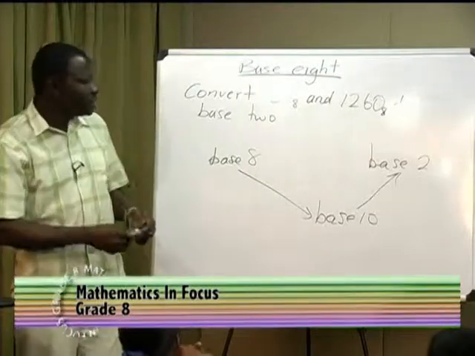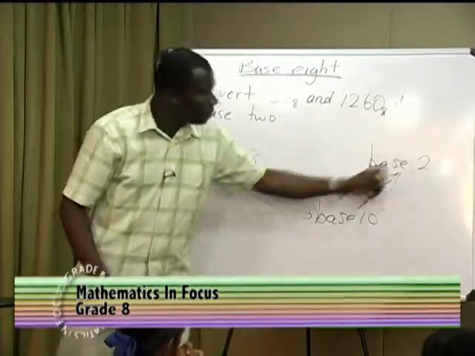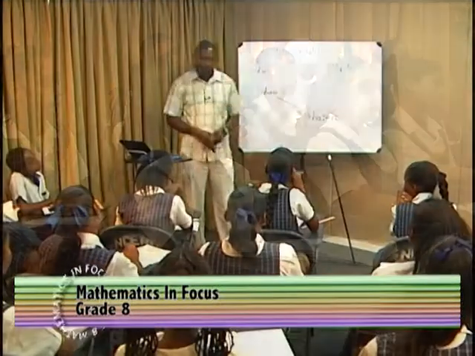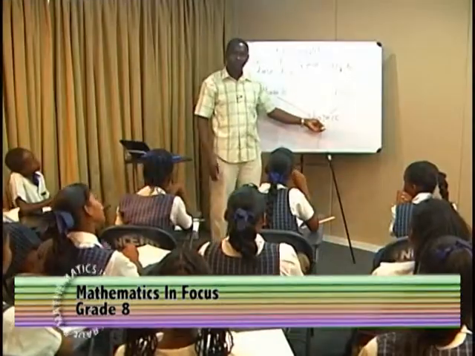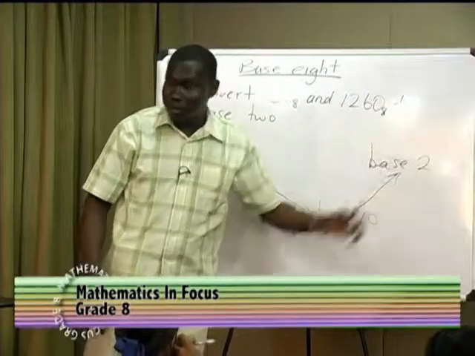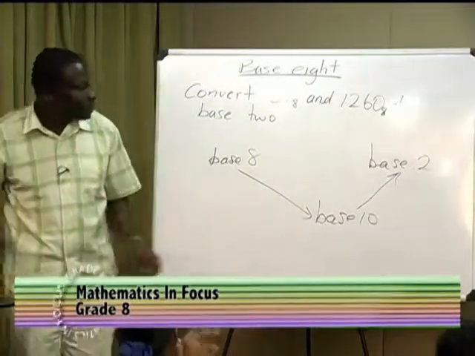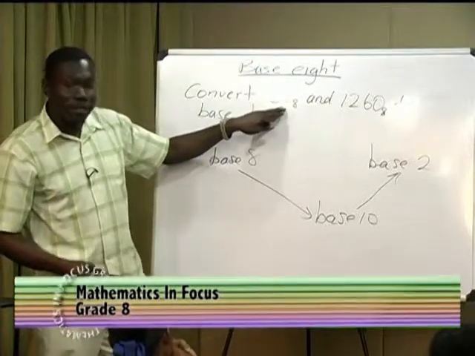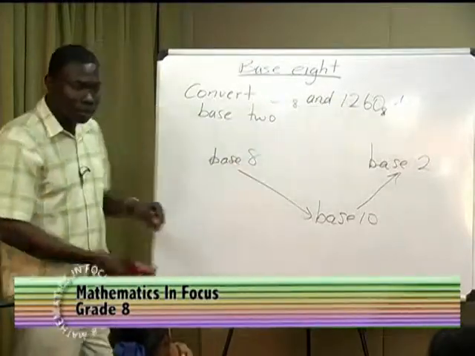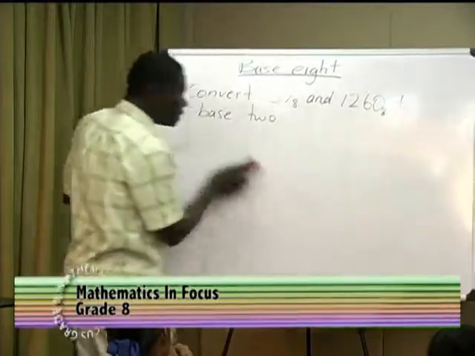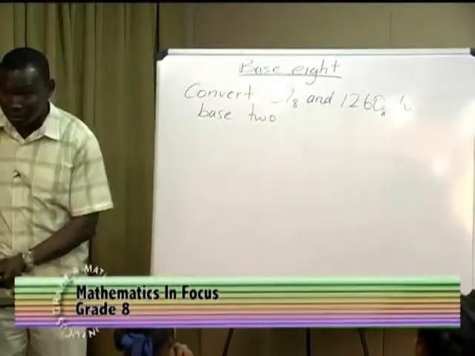Yes. Good. So you want to get from base 8 all the way to base 2, but you may have to make a stop in between. So you stop off at base 10, and then you pick up from base 10 and you go to base 2. Good? All right. So we can take these numbers to base 10 and then take them to base 2. And that's how we can convert from base 8 to base 2.